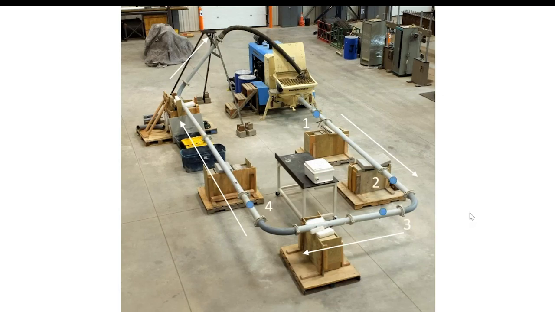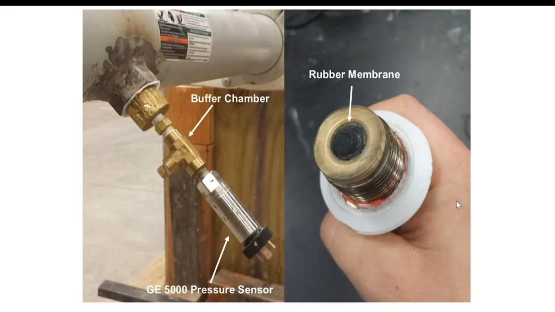It's so much fun. And then we actually measured the pressure of the concrete in the line at 0.1, 0.2, 0.3, 0.4, and of course at the pump itself. But we care about what's going on in the concrete. That gives us a lot more insight. And to do that, we had to make our own pressure sensor.